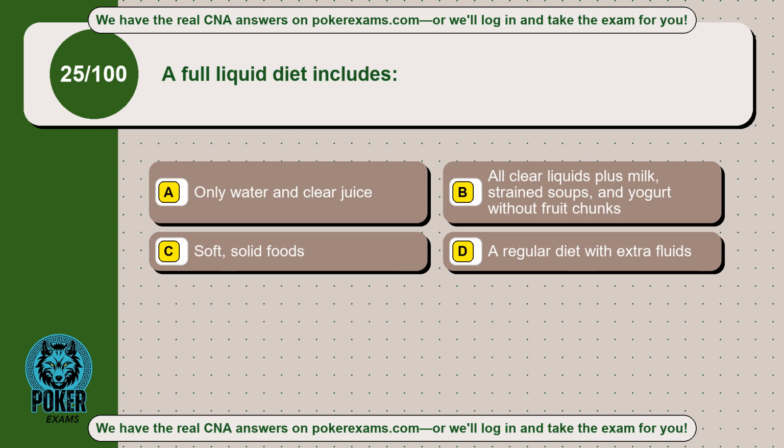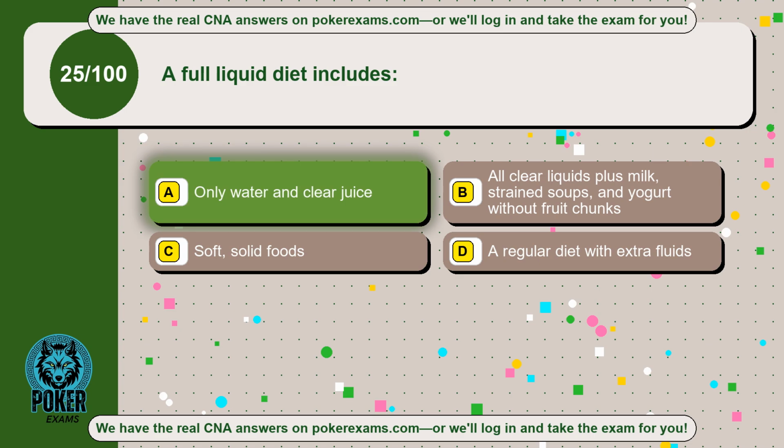Question 25. A full liquid diet includes: Option A, only water and clear juice. Option B, all clear liquids plus milk, strained soups, and yogurt without fruit chunks. Option C, soft, solid foods. Option D, a regular diet with extra fluids.